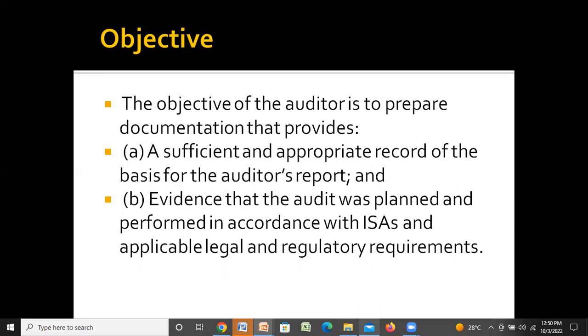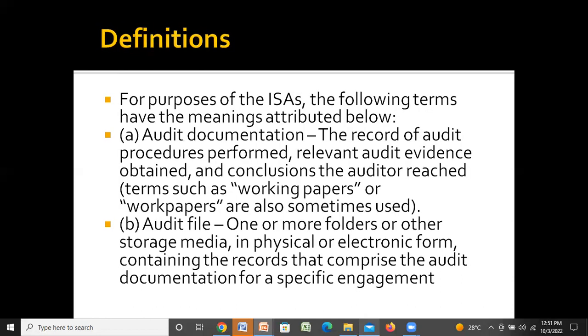B, evidence that the audit was planned and performed in accordance with the ISAs and applicable legal and regulatory requirements. Like I said, things sometimes can go wrong in an audit, and you start having litigations, and people are asking for redress in the court of law. How do you defend yourself that you have done the right thing, that you have planned the audit and executed the audit in line with the auditing standard? It is your audit documentation that can help.